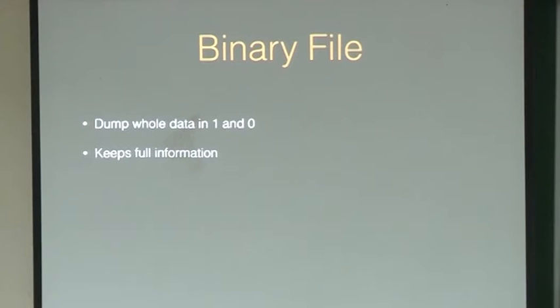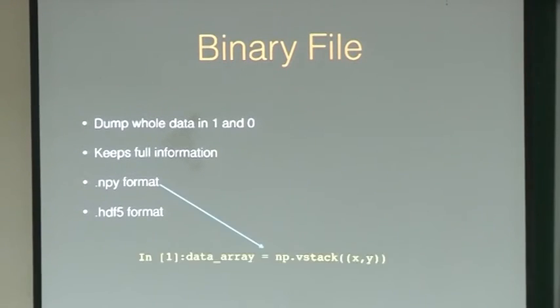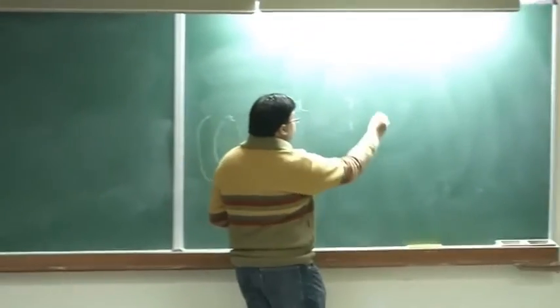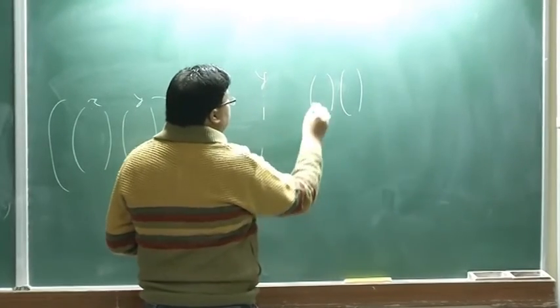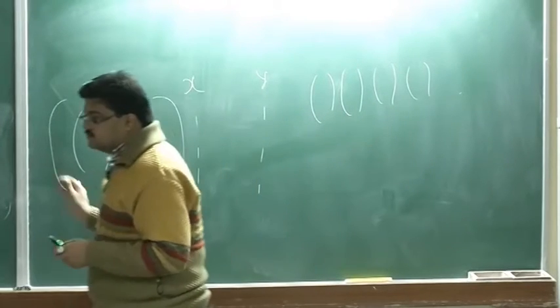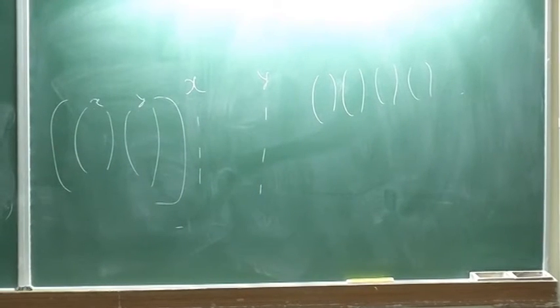So how to write in binary? There are many formats. I will explain the .npy format, which comes from NumPy, and another very advanced one, which is HDF5 format. I will cover these two. First let's look at npy, which is very simple. Let's have a data array. vstack means that if you have array x and array y, it will stack those vertically. If you give x, y, z, it will stack all these arrays. So it forms a 2D array from x and y.